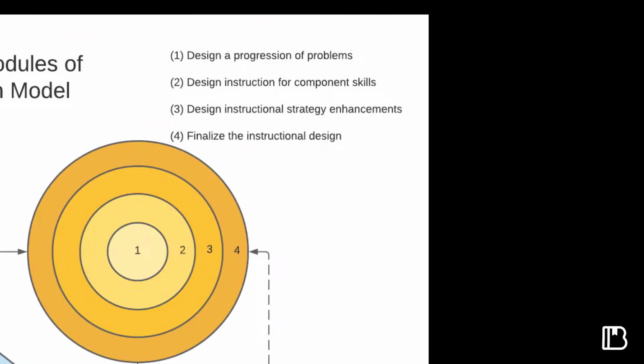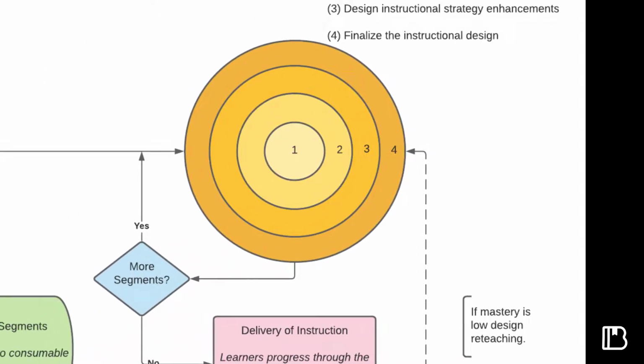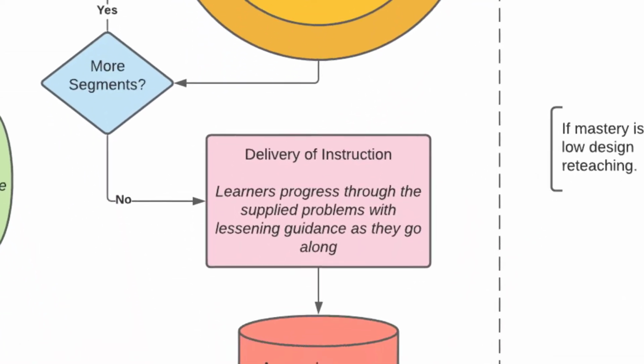The next portion of the model borrows the majority of the pebble in the pond model. Here the practitioner should design a progression of problems for the learner to work through, then design instruction to help the learner acquire the skills needed. The practitioner will then design instructional strategy enhancements before finalizing the instructional design. The practitioner should now have their first module of learning in hand. Repeat this step for each segment of instruction planned in the previous step. This is where the modules in Iterative Modules of Instruction comes from.